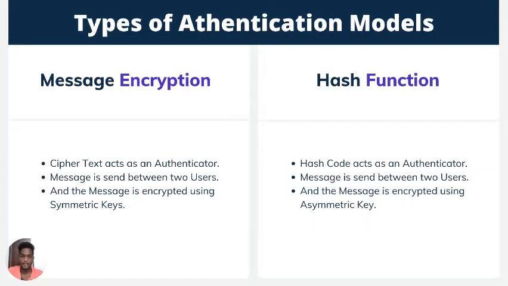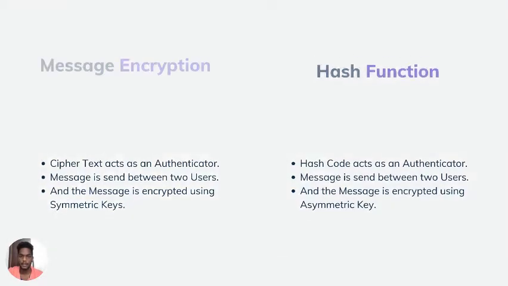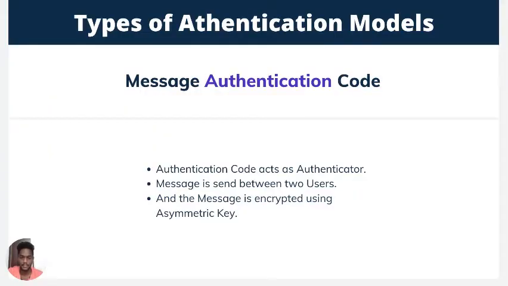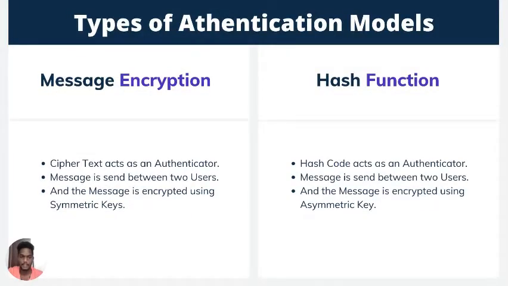There are many types of authentication models in cryptography, but we will be discussing mainly three of them. The first one is message encryption, the second one is hash function, and the third one is message authentication code. In message encryption, ciphertext acts as an authenticator. It means when we encrypt the message, the output is ciphertext, so it will act as an authenticator.